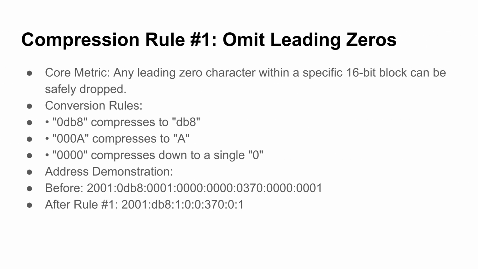The first compression rule is to omit leading zeros. In any 16-bit block, you can safely drop leading zero characters. For example, 0db8 becomes db8, 000A becomes A, and 0000 simplifies to a single zero.